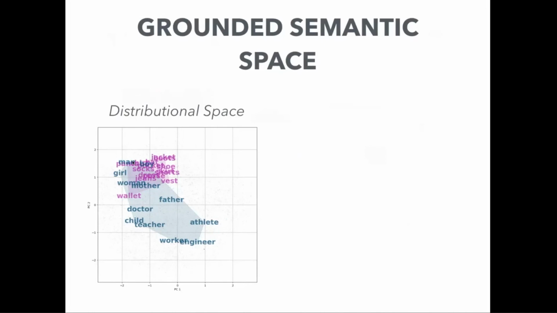In pink are words that describe different items of clothing. So we have socks, shoes, shirt, shorts, jeans, vest, jacket, boots, wallet, pocket, etc. And these are quite tightly clustered in the distributional space because they're all functionally similar. We talk about pieces of clothing in kind of similar ways, whereas we talk about people in quite different ways, right? The contexts in which you use these words are quite different. So this is what these things look like in the distributional space.